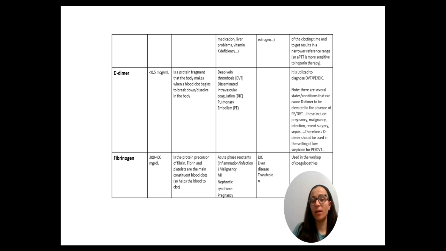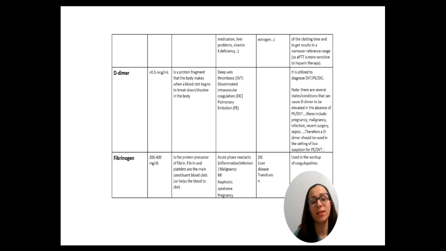But there are several conditions that could cause a D-dimer to be elevated in the absence of a clot, in the absence of a PE or DVT, like pregnancy, malignancy, infection. So therefore, you really should only use the D-dimer in the setting of a low suspicion for PE or DVT to rule it out.